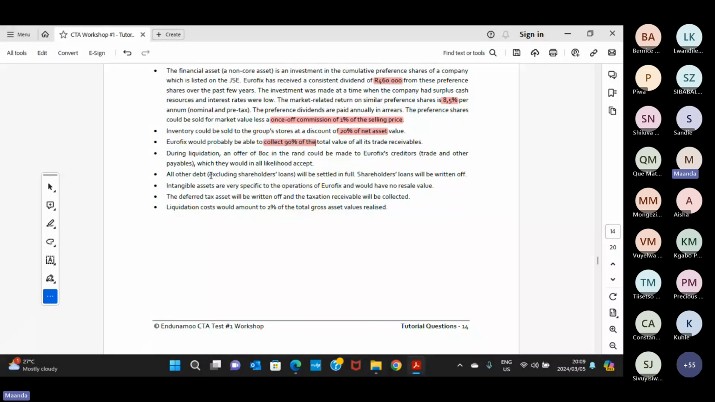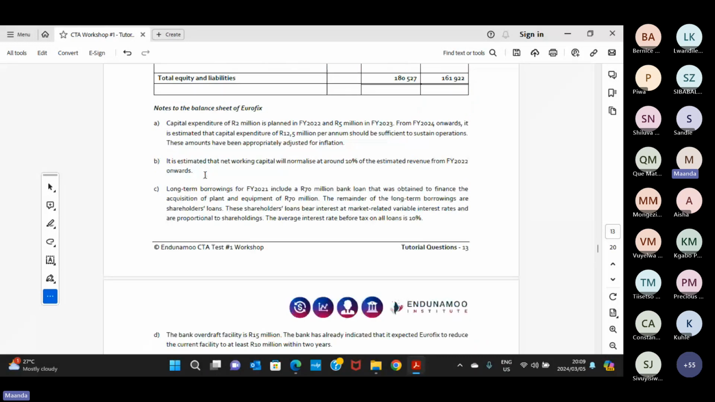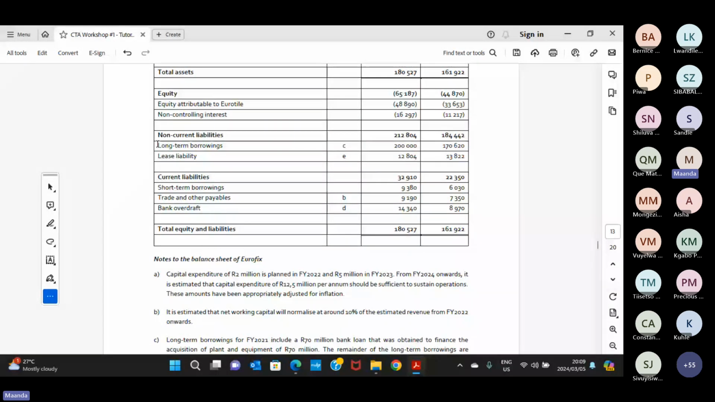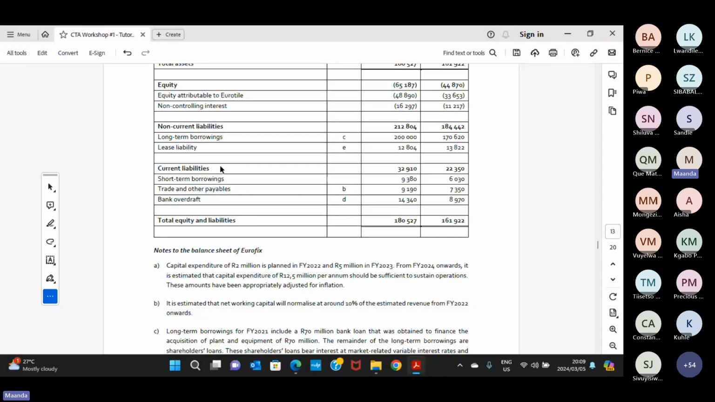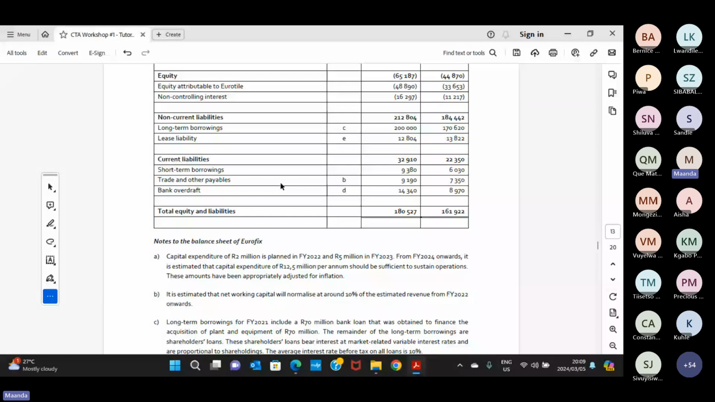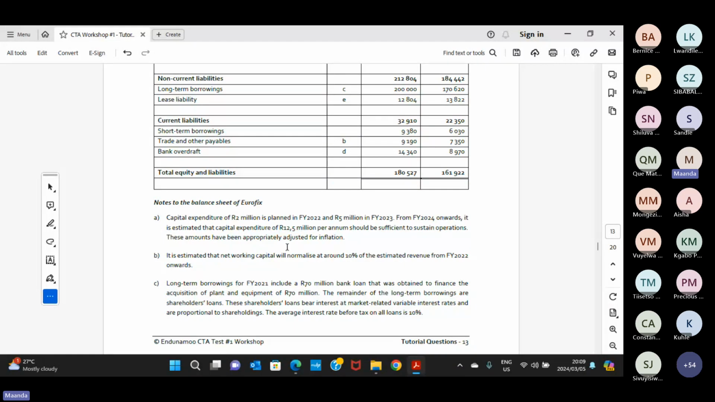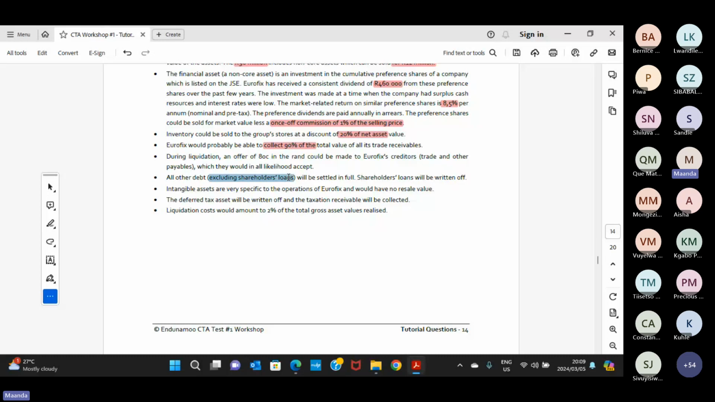Then for the debt, we need to see what debt we have. In terms of long-term borrowing, we have the loan, which includes the 70,000 loan, and then the other is the shareholders' loan. The 70,000 will be paid in full, but the shareholders' loan is excluded. So the liabilities that we're going to pay will be 70,000. Intangible assets have no resale value, so that's going to be 0. Deferred tax has also been written off, so there won't be any deferred tax.